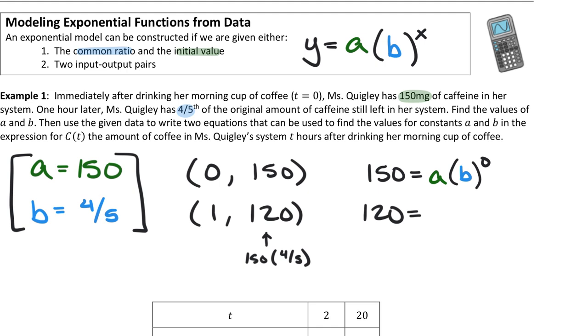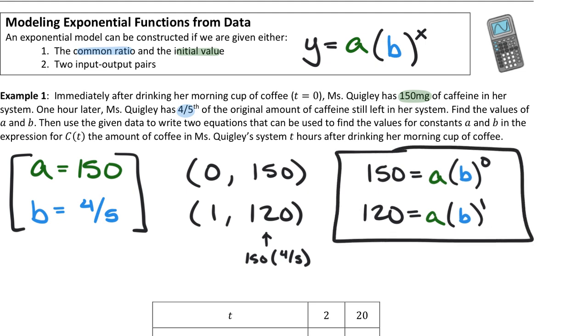120 equal to A times B to the power 1. This right here is a full point on an FRQ for this class. If you can straight up plug those numbers in where x and where y go, you got a whole point on one of the FRQs. We can do that.